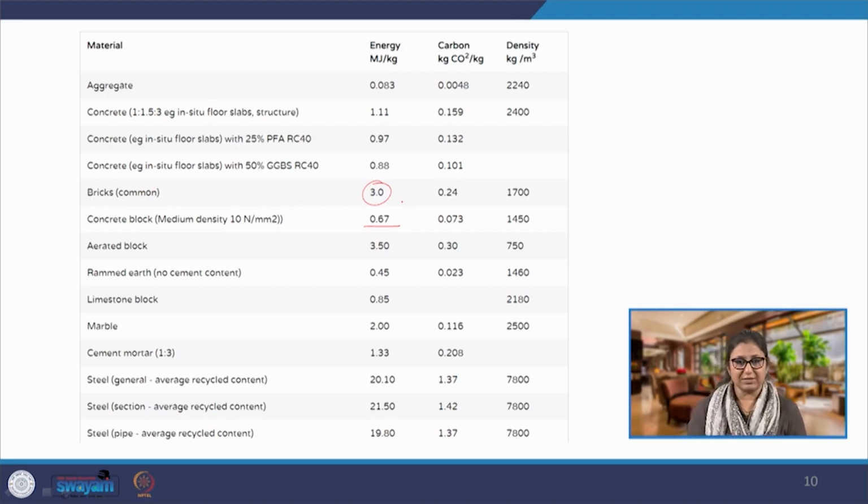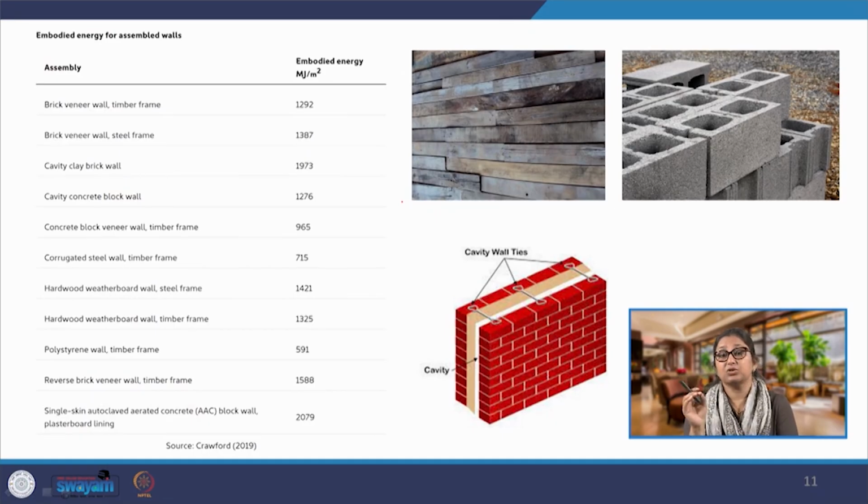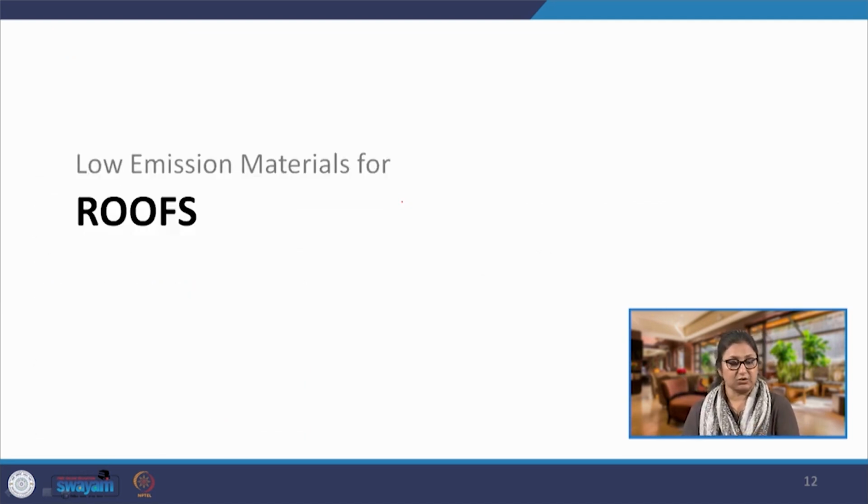But overall, the clear understanding is that raw materials that are not processed at all are going to have the least amount of emission, and as the processing goes up, we are going to have more and more emissions added to them.